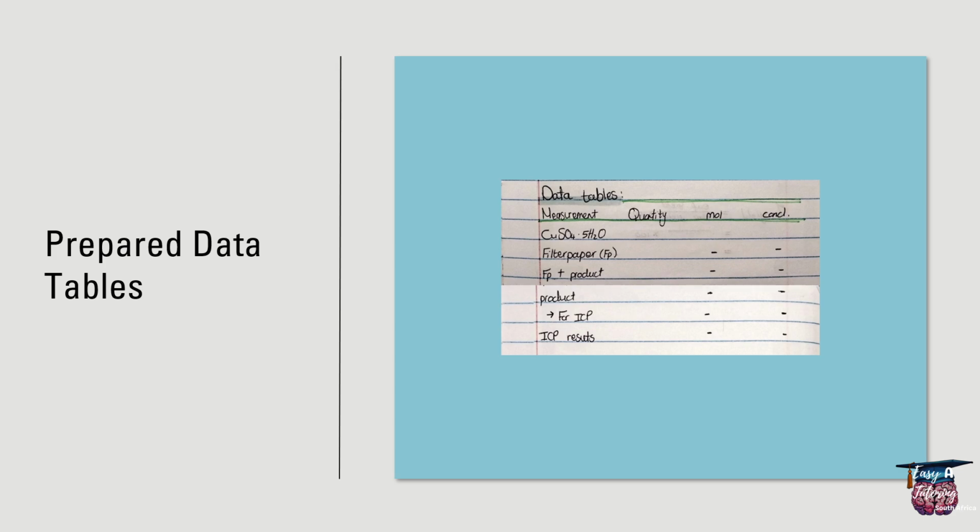Now moving on to our prepared data tables. I like to prepare these data tables beforehand. So for specific types of measurements, the quantity, now this quantity is the quantity that you get in the lab. So for example, this is now that 5 grams that I go and weigh off, and then this is weighing it off accurately. So for example, if I weighed off 4.998 grams, that is what I put down here.